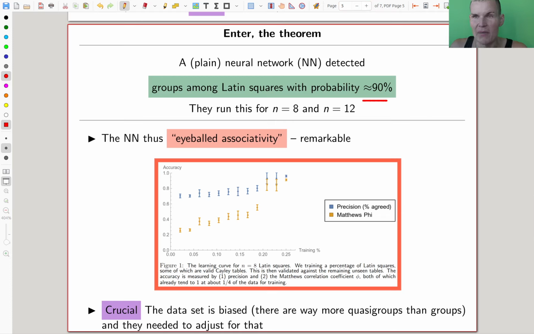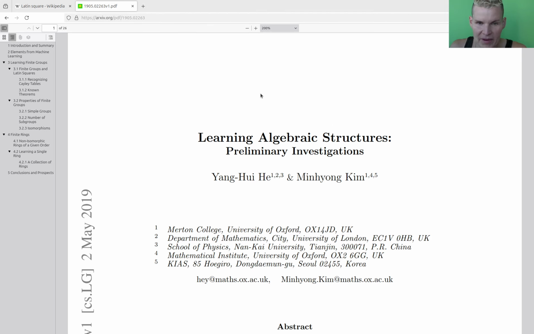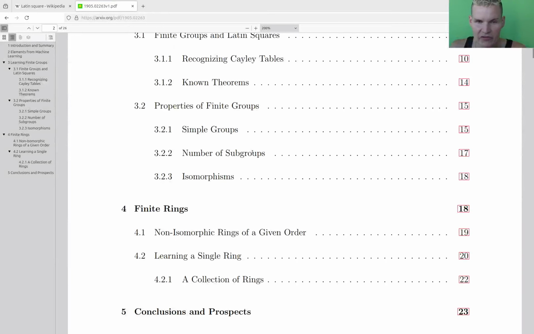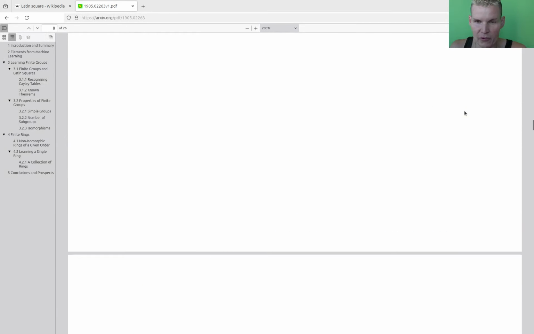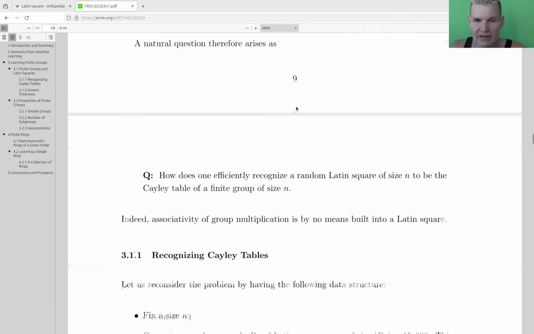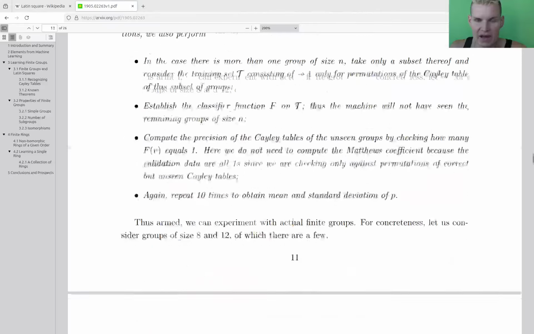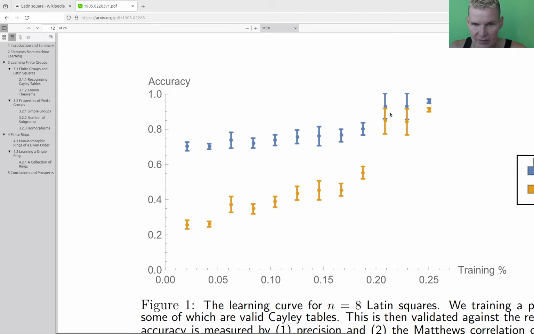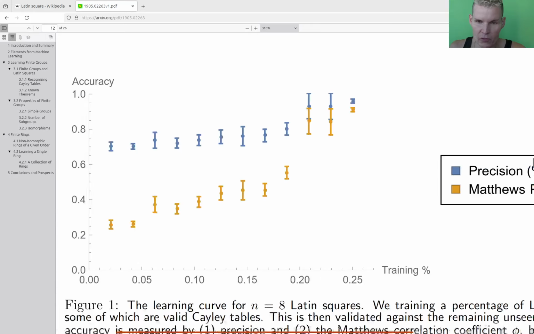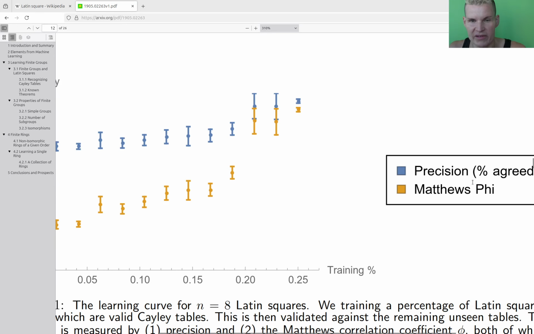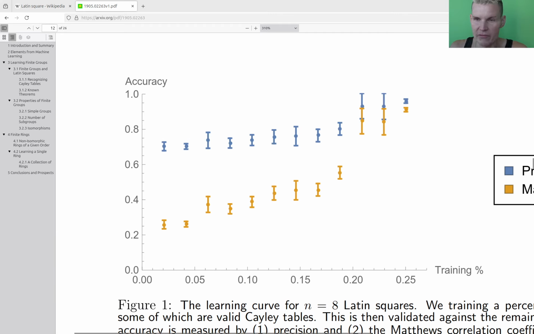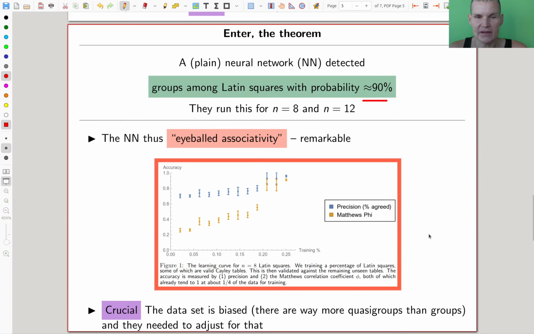We can actually go to the paper and scroll a little bit down. They do other things as well. So not just the Latin square problem, but the Latin square problem is easy to understand, so that's why I took it. And here they have a pretty good evaluation, like 90% plus for precision, and Matthews correlation is essentially another way to measure precision, and it's really impressive and really good. So they train a neural network that can find groups among Latin squares with a high probability.